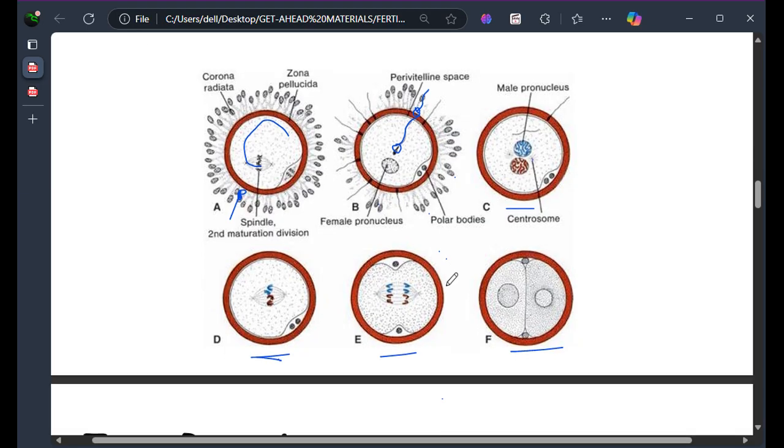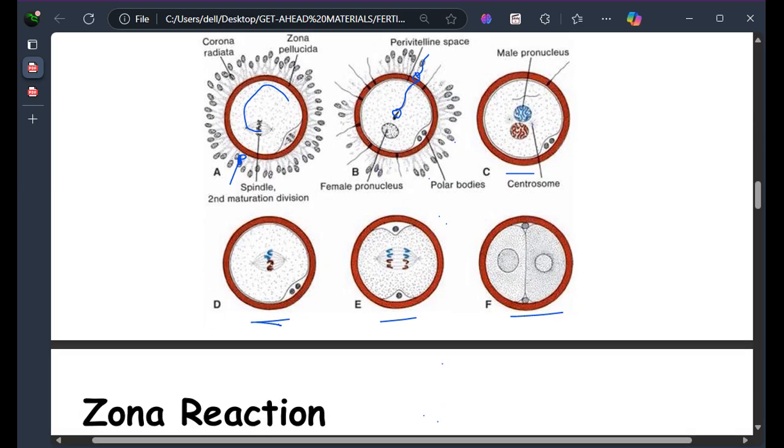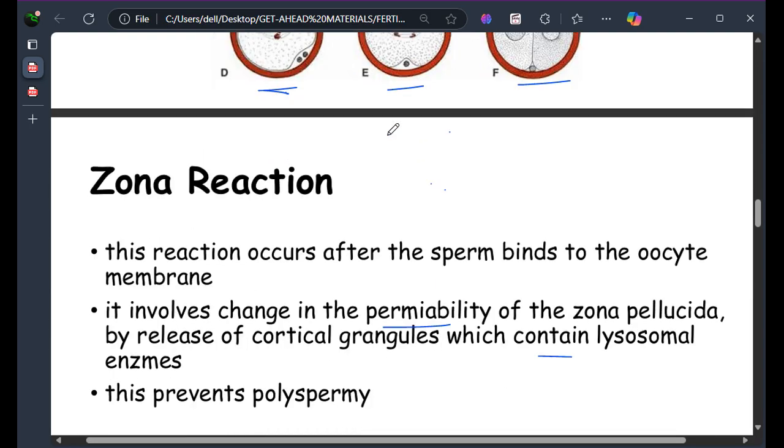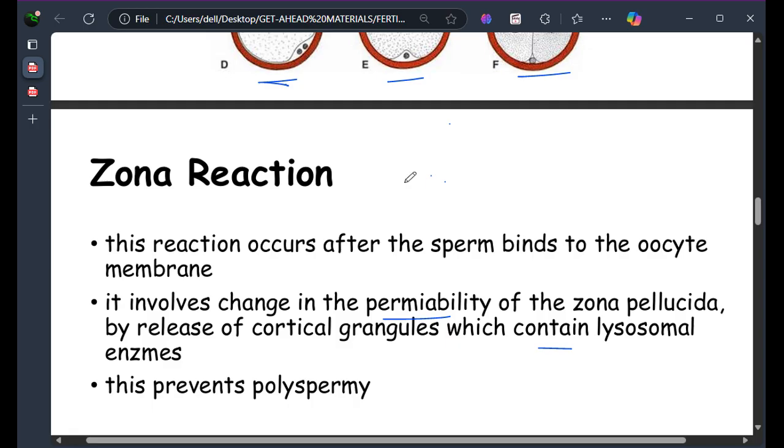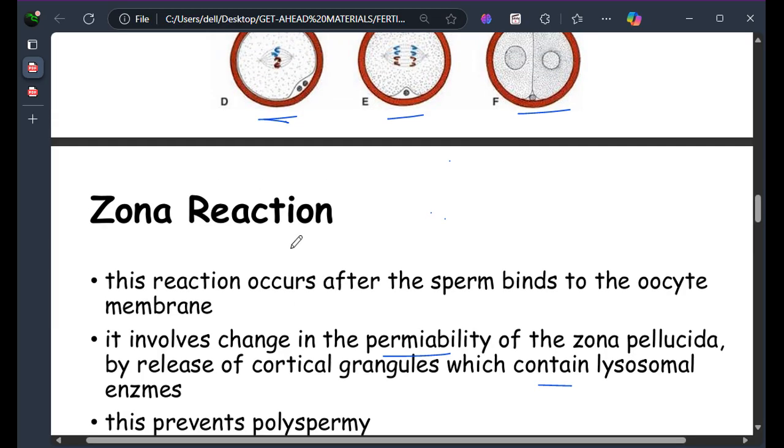There is first what is known as the fast block. The fast block happens basically before the zonal reaction, and it involves reversal of the membrane polarity of this oocyte that prevents further binding of other sperms. And then after that, you're going to have the zonal reaction. The zonal reaction happens after the sperm binds as well, but you can say it happens after the first block. The first block is not documented in the book that is recommended for you, so it's just something you might find as you're writing a test, but keep it at the back of your head.